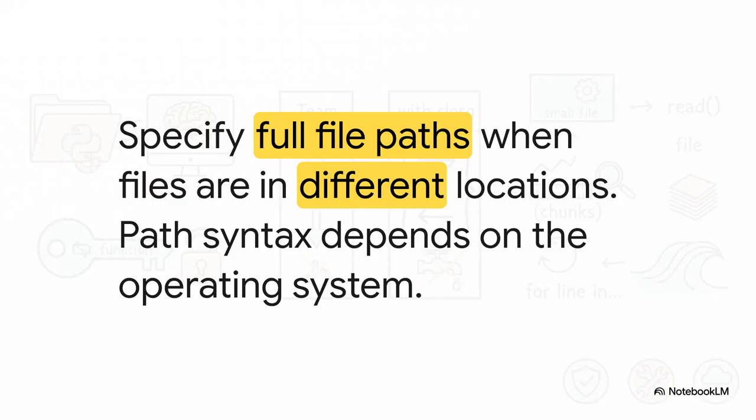But what happens if the file isn't in the same folder? Well, then you have to give Python the full address, the entire file path. And here's a classic gotcha to watch out for. The way you write that path changes depending on your operating system. Windows uses backslashes, which you often have to double up like this, while macOS and Linux use forward slashes. Getting this right is totally crucial.